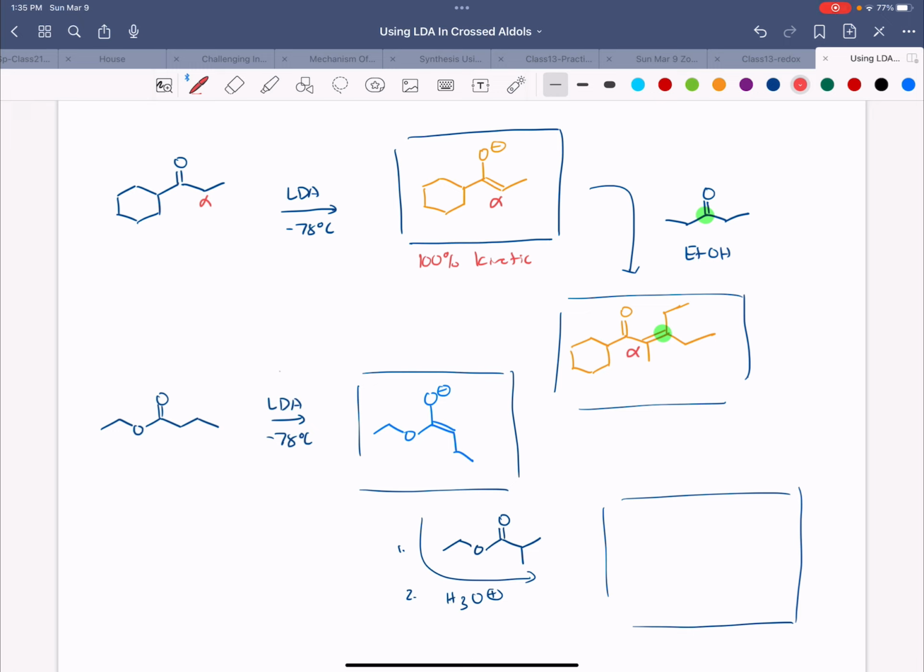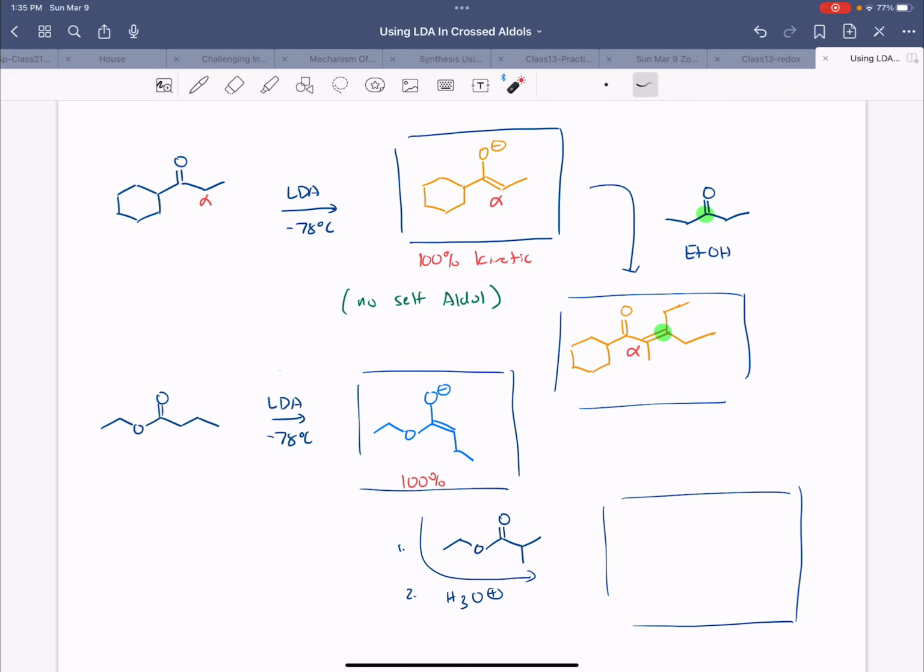For the ester, you don't have kinetic or thermodynamic. You only have one side that has an alpha carbon. So we'll just call this 100% the enolate. Okay? So there's no self, is basically what I'm saying. There's no self-aldol with LDA. Again, this is a disclaimer, because there are tricks to do a self-aldol with LDA if you run this at higher temperatures and you have less than one equivalent. But I'm trying to keep it as simple as possible. Whenever I use LDA, I am blasting it to get 100% the enolate.